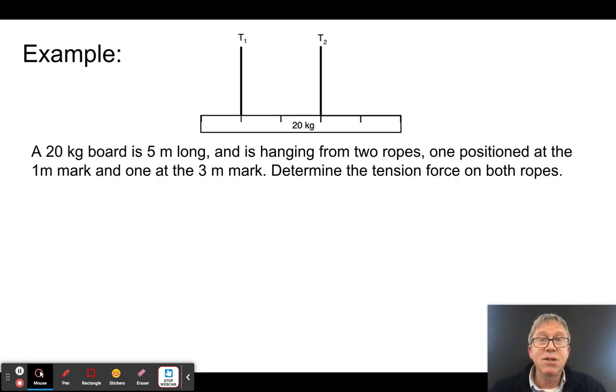And there is an answer to that, and it is this. So look what I've got here. I have a 5-meter long board. It has a mass of 20 kilograms. I have 2 ropes holding it up, one that's applying a tensional force at the 1-meter mark, and one that's applying a tensional force at the 3-meter mark. And I want to find out what the tension force is on both these cables.